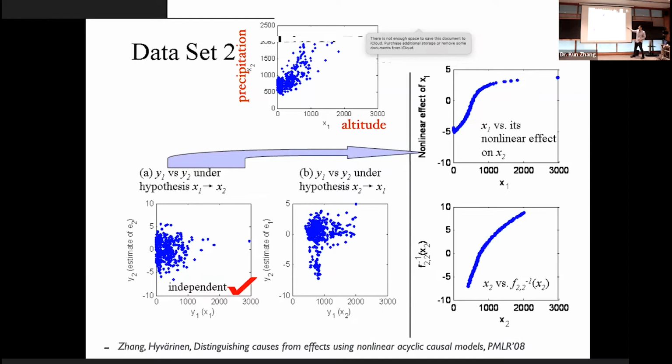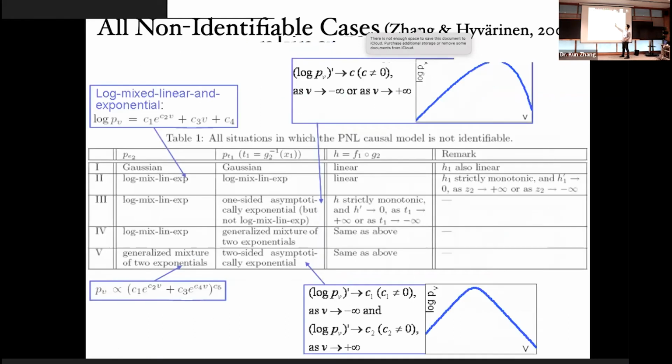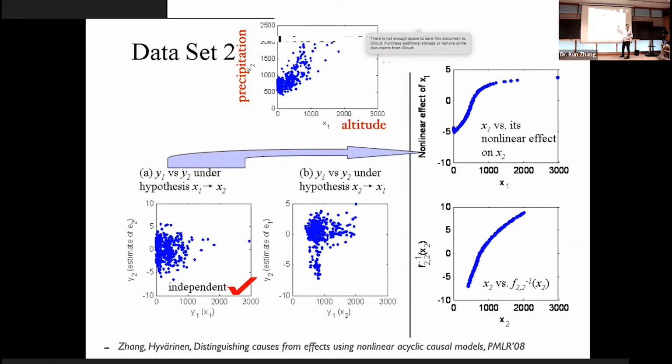So here you can see some empirical results. We have only data points right here, only the data points. From the data points, we fit the model in two directions. When you assume X1 causes X2, you estimate the nonlinear function and the error, and they are independent. But in the alternative direction, the estimated error cannot be independent from the hypothetical cause, as you can see from here. Then we can say we should prefer the direction from X1 to X2. Actually, they are the altitude and the precipitation of about 300 cities in the world. So clearly, altitude causes the precipitation, not the other way around, right?